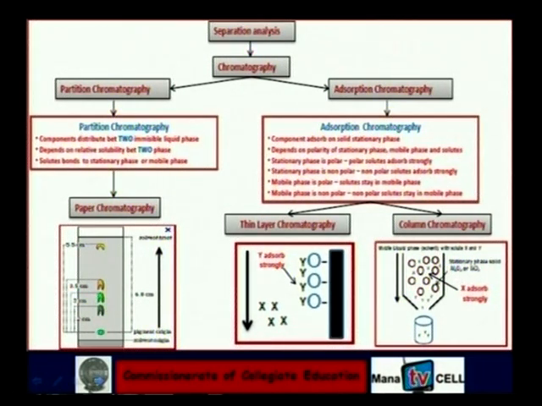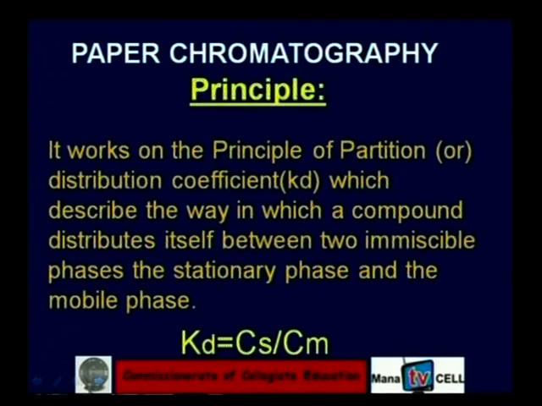The best example for partition chromatography is paper chromatography, and adsorption chromatography is again differentiated into two kinds: thin layer chromatography and column chromatography. Based on the stationary phase, column chromatography is again differentiated into three kinds: gel permeation chromatography, ion exchange chromatography and affinity chromatography. Now I would like to explain paper chromatography.